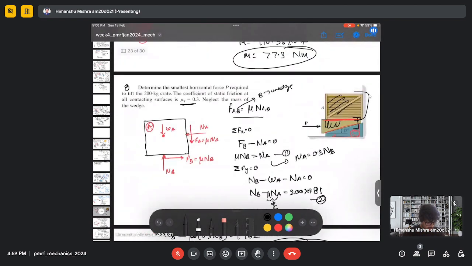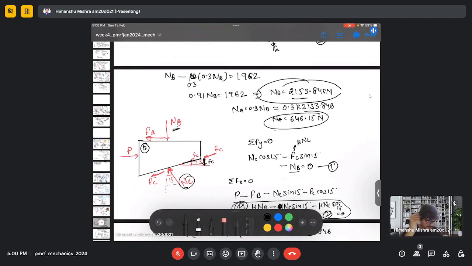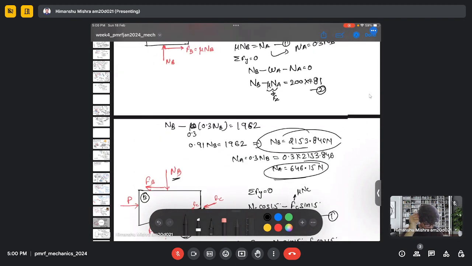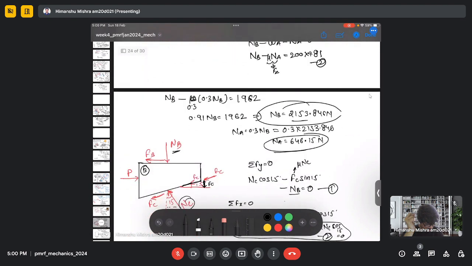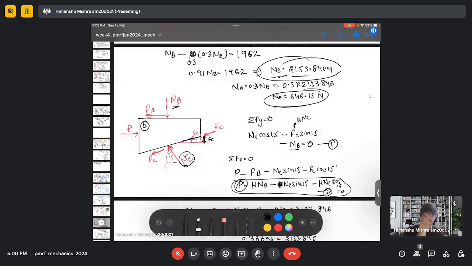So just to recap, you need to find this external force P, and in this problem we actually consider multiple bodies separately, and then we do the summation of force and moment separately in each body. So first we consider the rectangular block A, and we do the summation of forces here, and we found the normal reactions at A as well as the normal reaction at B due to the body B also.